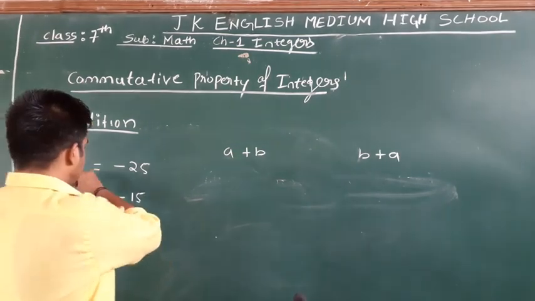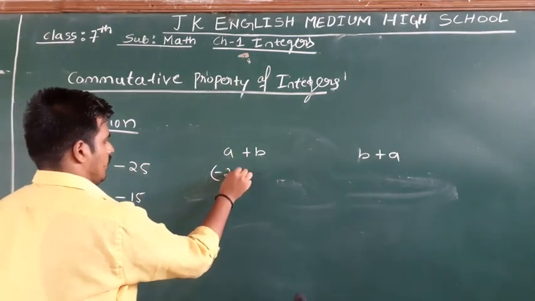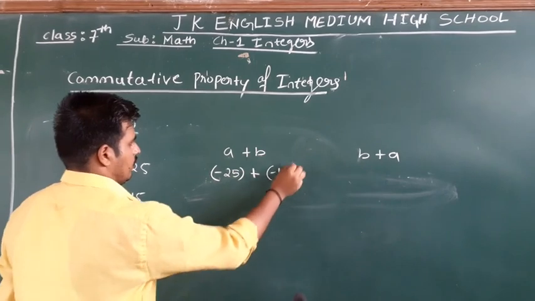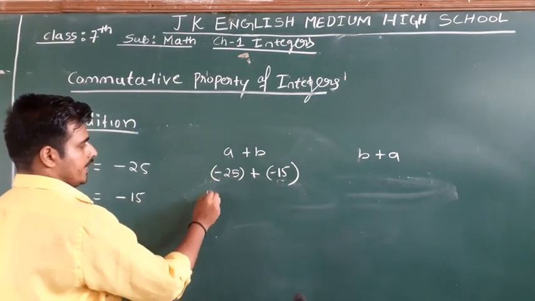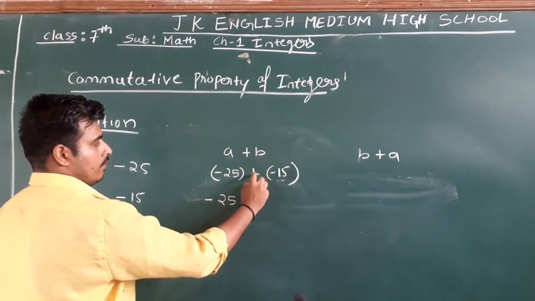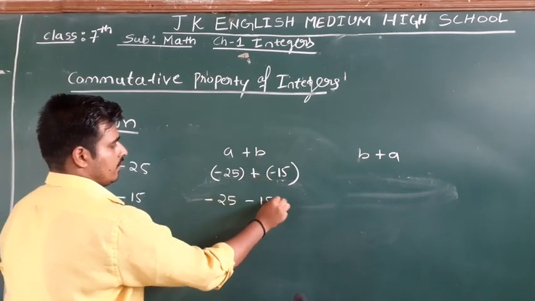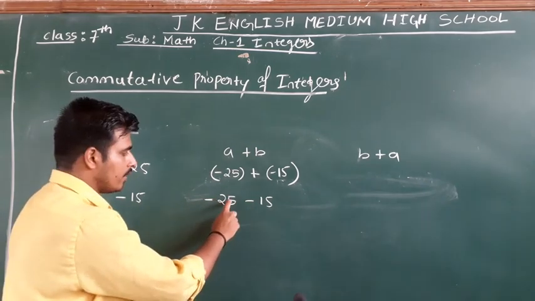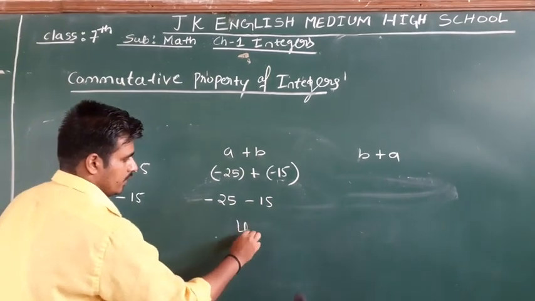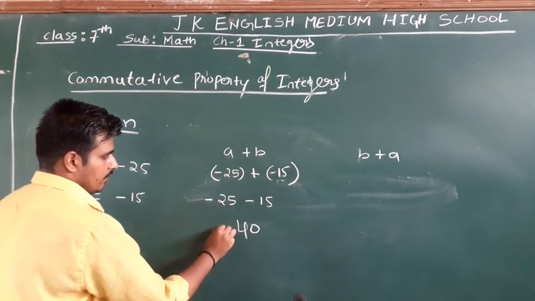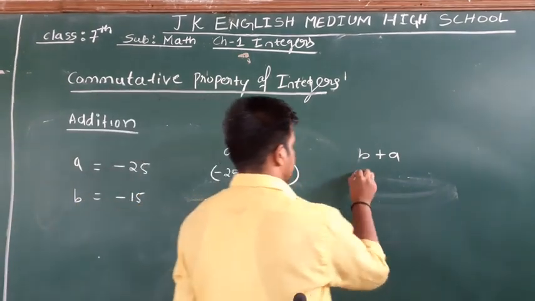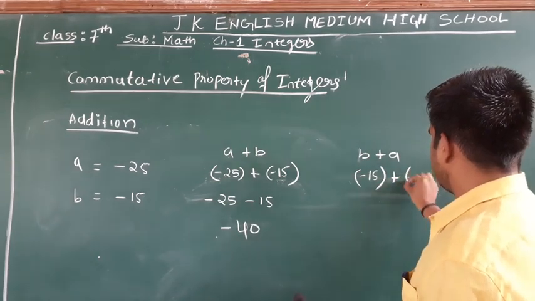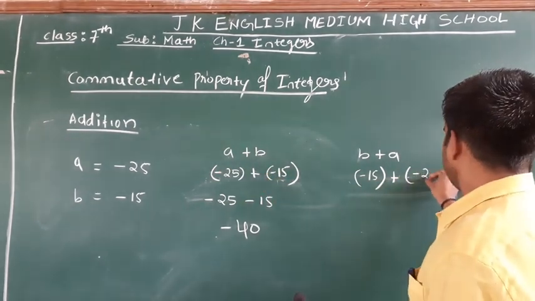Let's try. In place of A, minus 25, plus as it is, in place of B, minus 15. Solve it. Plus into minus, minus 25, plus into minus, minus 15. Both are negative, so you have to add the numbers: 25 plus 15 is 40. Greater number sign, minus. Check here. In place of B, put minus 15. This plus as it is. In place of A, minus 25.